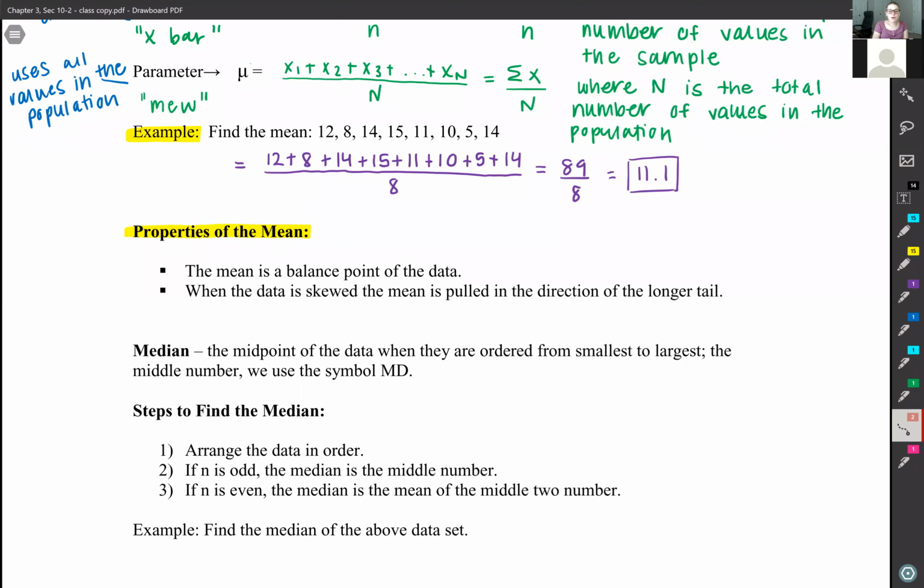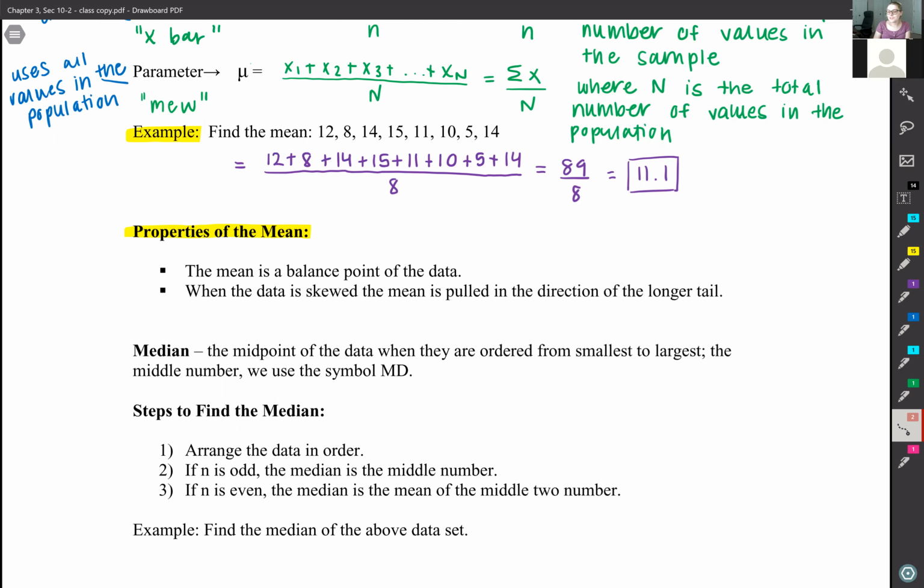So the mean being the balance point means that the sum of the distances from the mean to all data points above the mean is equal to the sum of the distances from the mean to all points below the mean.